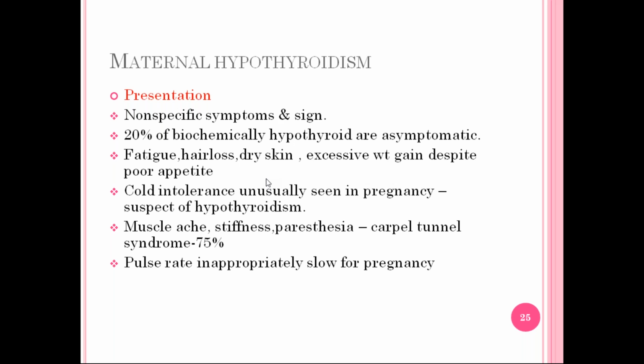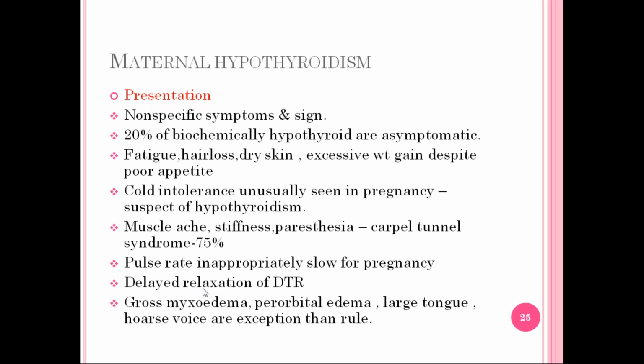So usually in pregnancy, what happens? The basal metabolic rate increases and she feels very warm and she'll be sweating. But contradicting that, if she tells that she's having cold intolerance, then you have to suspect hypothyroidism. Muscle ache, stiffness, paresthesia, carpal tunnel syndrome, pulse rate inappropriately slow for pregnancy. Usually pulse rate will be more, but in hypothyroidism, pulse rate will get decreased, and delayed relaxation of deep tendon reflexes. Gross myxedema, periorbital edema, large tongue, hoarse voice are exceptions.